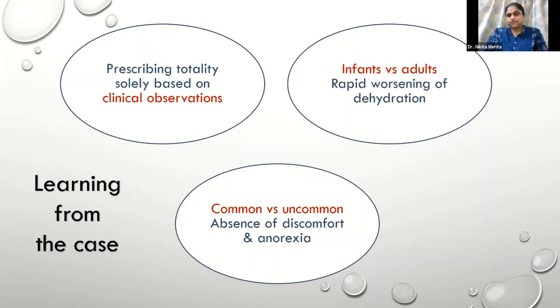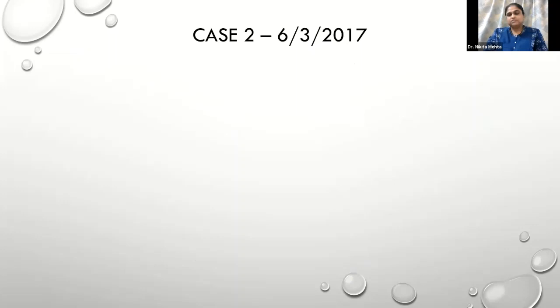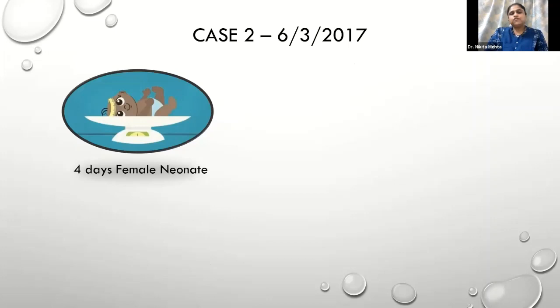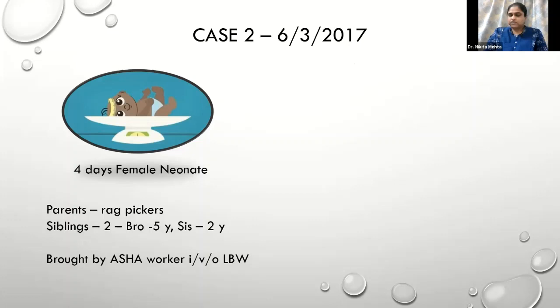We now go to the second case, which came to me in March 2017. It is a case of a 4-day female neonate. The parents are rag pickers, in very poor condition, with 2 siblings, a brother of 5 years and a sister of 2 years. The baby was basically brought by an ASHA worker in view of low birth weight.